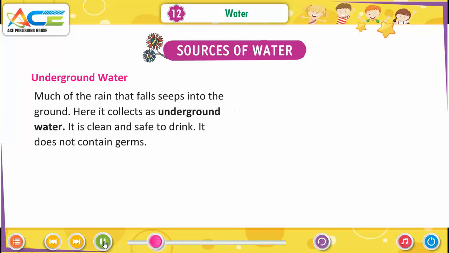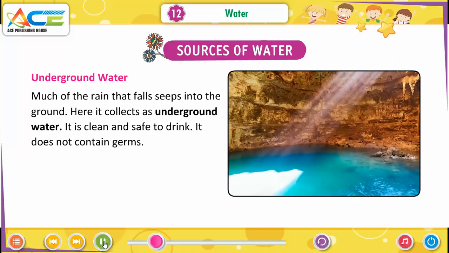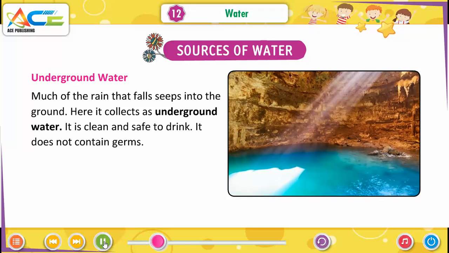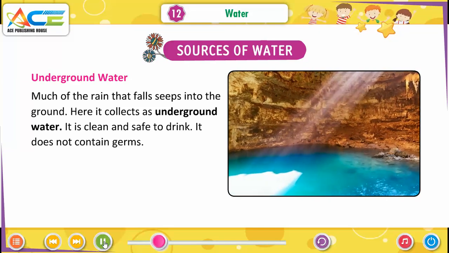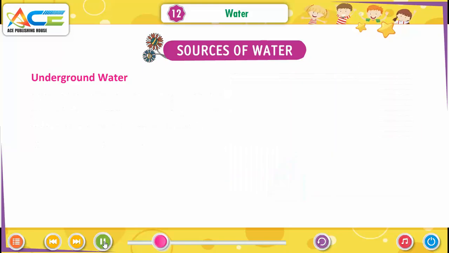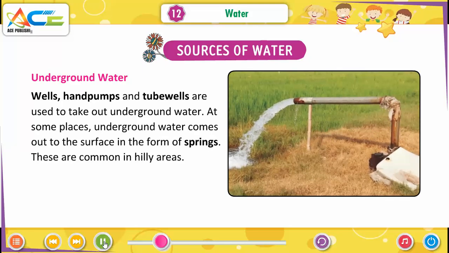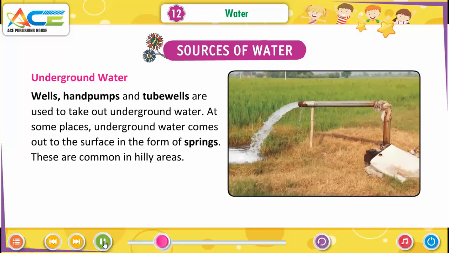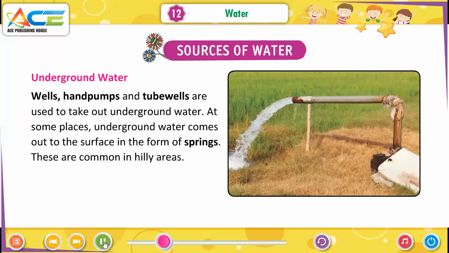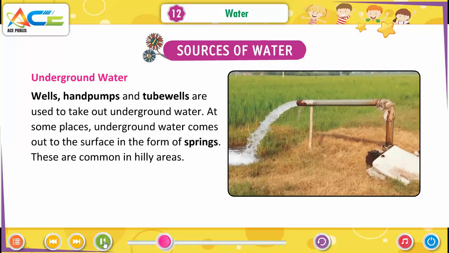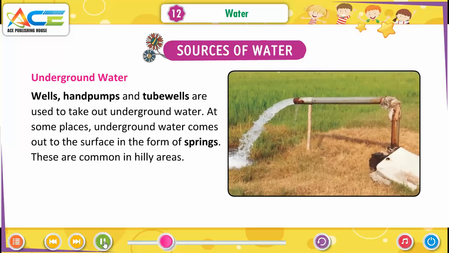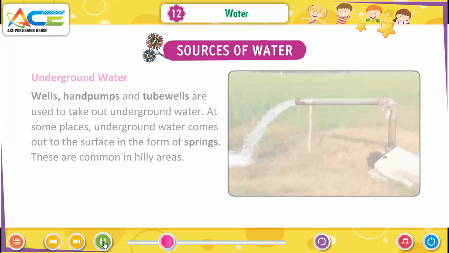Underground water. Much of the rain that falls seeps into the ground. Here it collects as underground water. It is clean and safe to drink. It does not contain germs. Wells, hand pumps, and tube wells are used to take out underground water. At some places, underground water comes out to the surface in the form of springs. These are common in hilly areas.